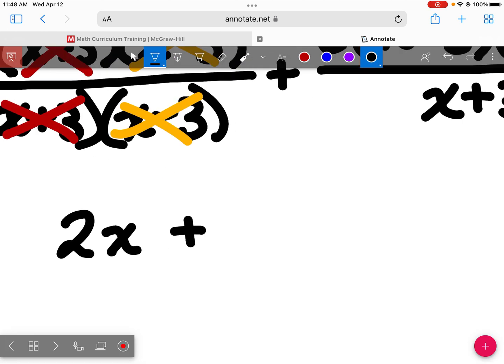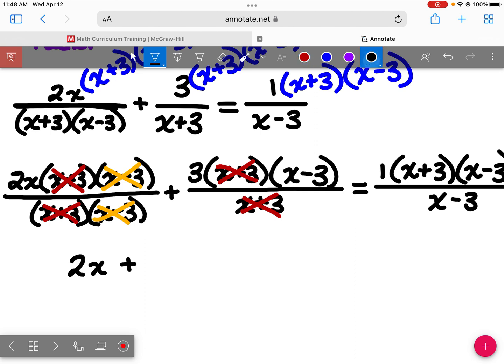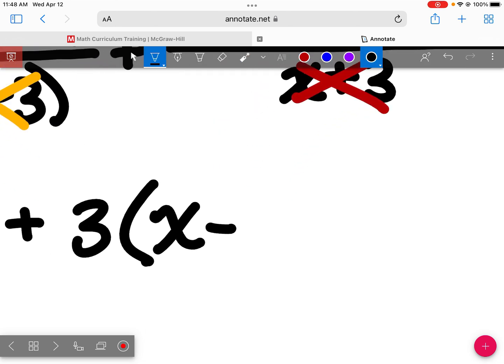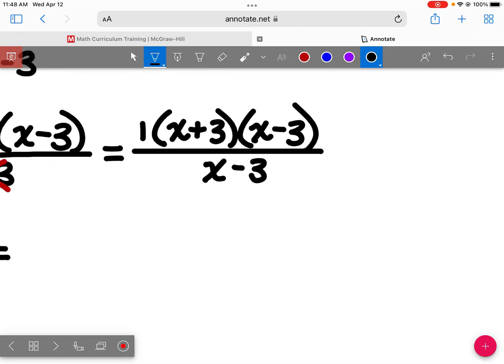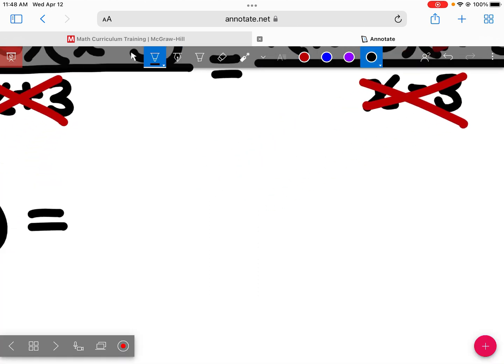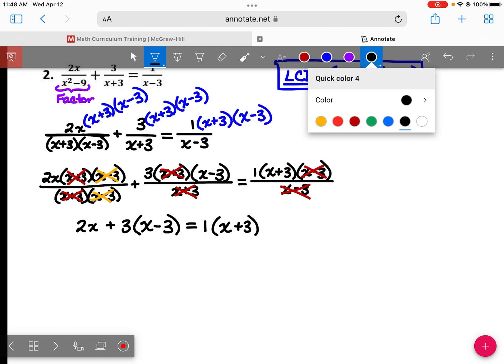All right, second fraction. Are there any common factors that can cancel? X plus 3, x plus 3. So what would I have left over then? 3 times x minus 3. Bring down my equal sign. What about this last fraction? X minus 3 and x minus 3, which leaves me with? Beautiful. We canceled our denominators, and now we need to do what?